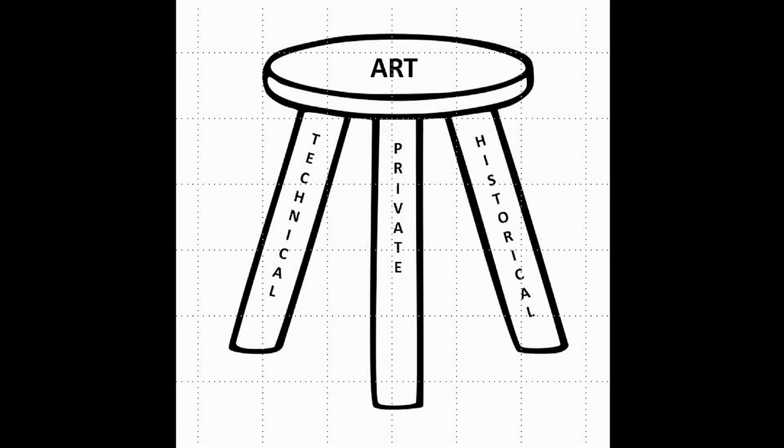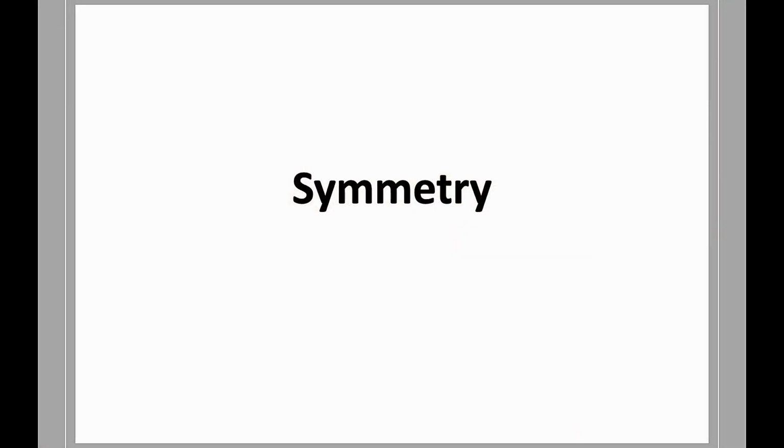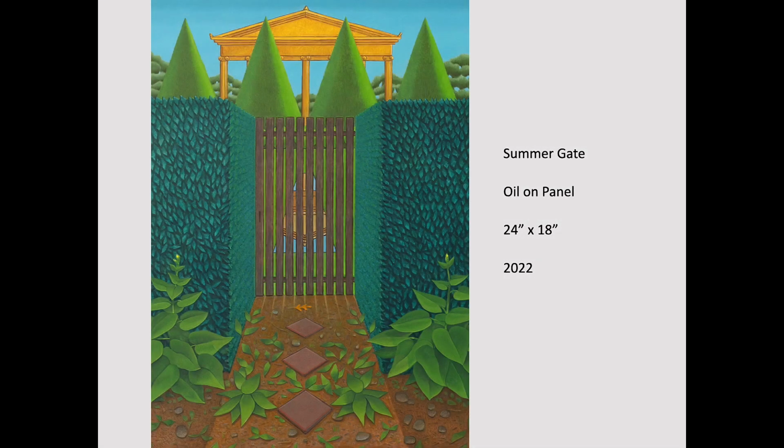So as I was saying about the stool, the analogy of the private, the technical, and the historical, I want to go into some elements that I think make my art what it is, and if I could try to dissect it and show what I'm interested in. One thing is symmetry. This is a painting called Summer Gate. It's a kind of an analogy of summer.